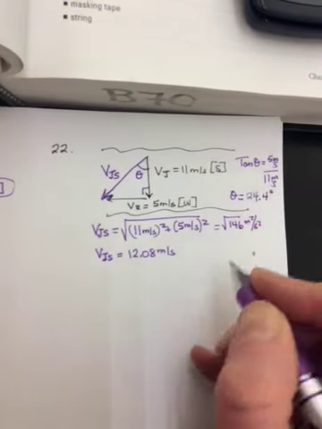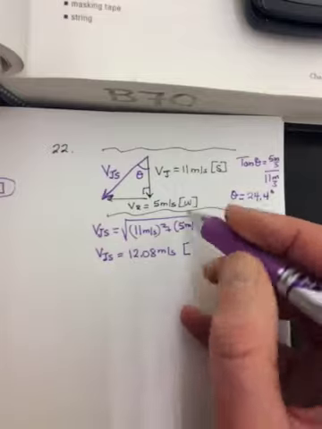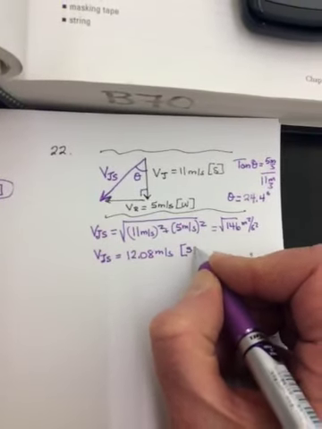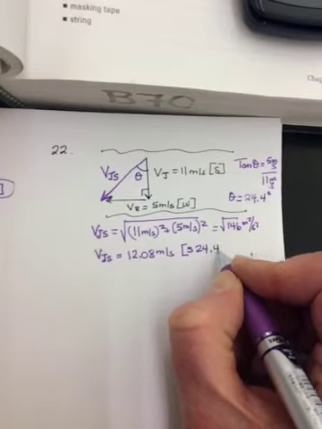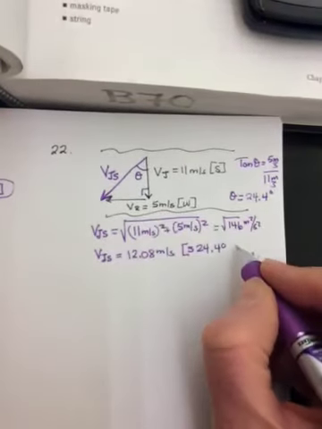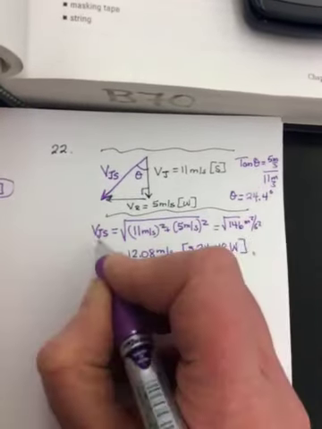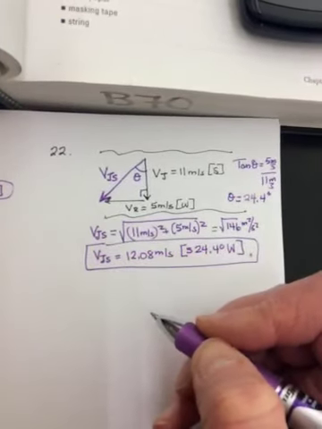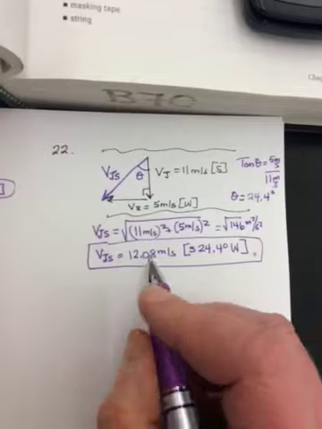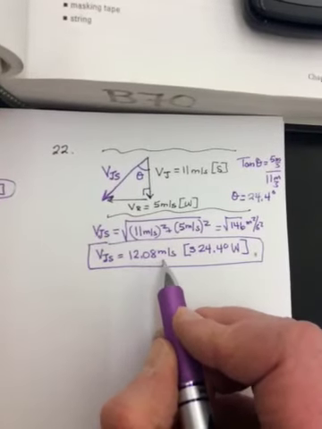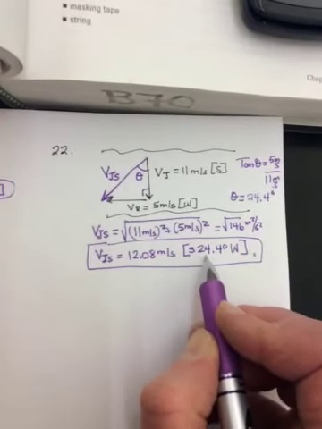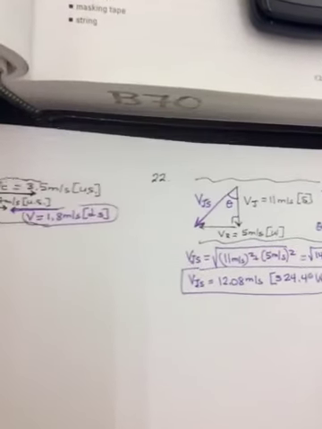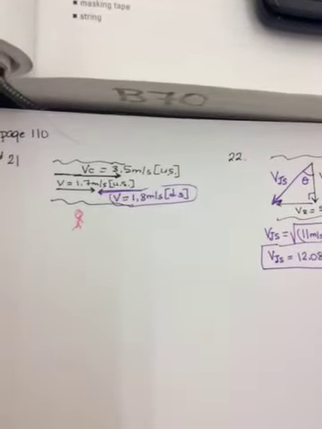24.4 degrees. So then we have to go square bracket. Which way am I measuring off of? The south. 24.4 degrees. Which way did we turn? West. So the answer to number 2, the question was, determine the jet ski's velocity relative to the shore. It's 12.08 meters per second south, 24.4 degrees west. Okay, so that's number 22.